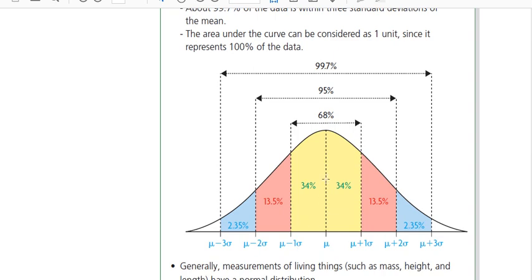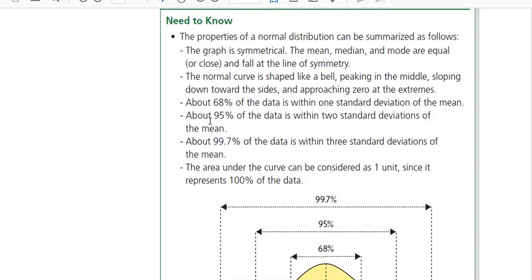So just give you a second to do that. All right, so just a few of the things that you would need to know here. The properties of normal distribution can be summarized as follows.